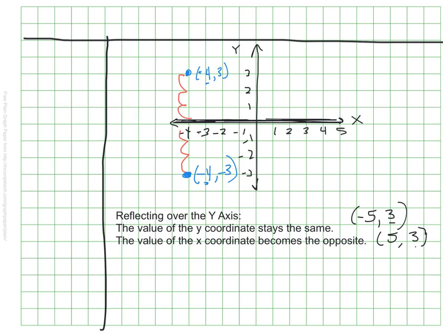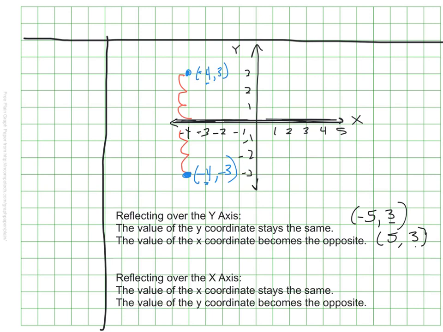Let's look at it again now as we reflect over the x-axis. When we reflect over the x-axis, the x-axis serves as our mirror. The value of the x-coordinate stays the same. On the other hand, the value of the y-coordinate will become the opposite.